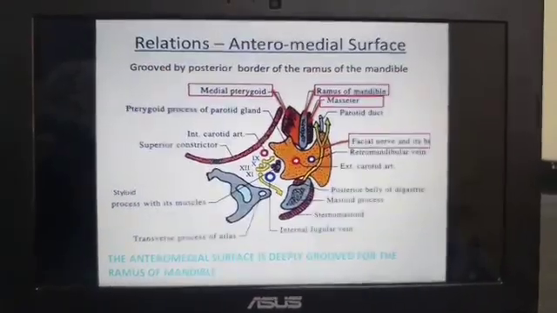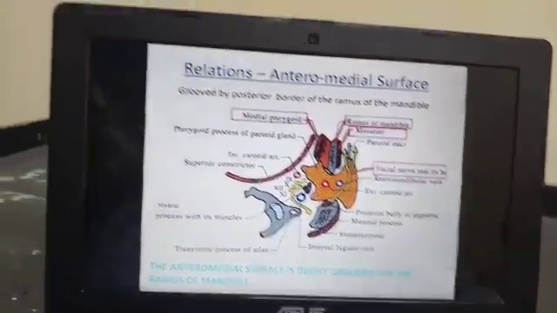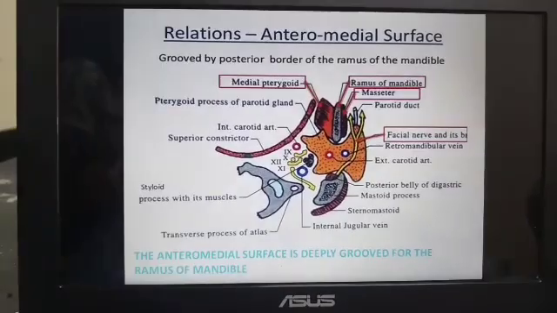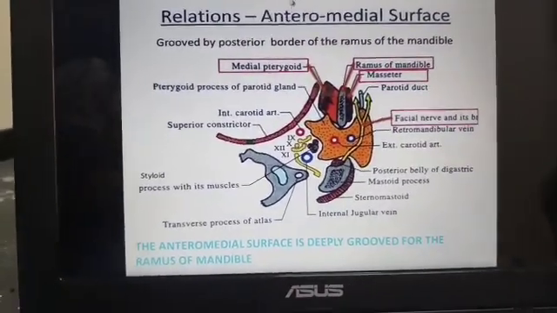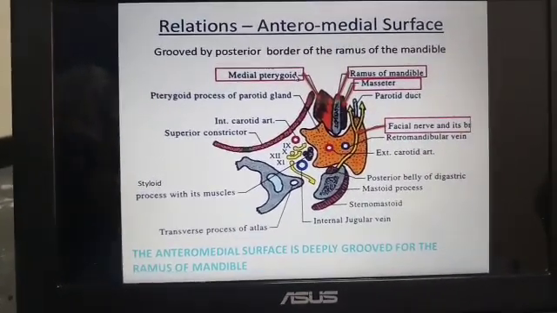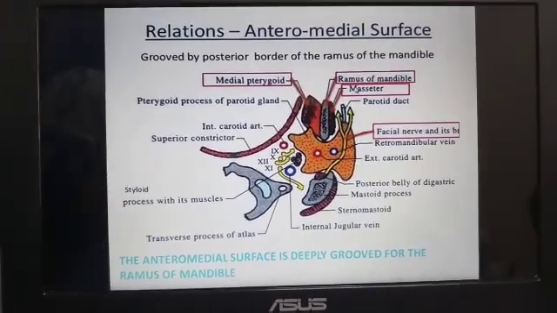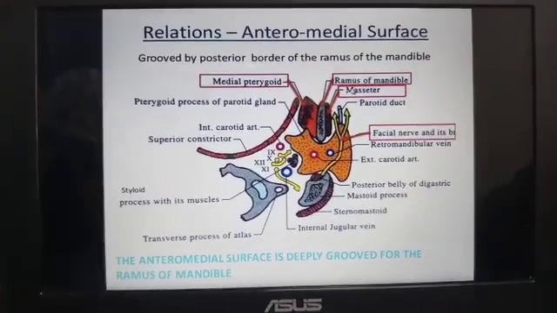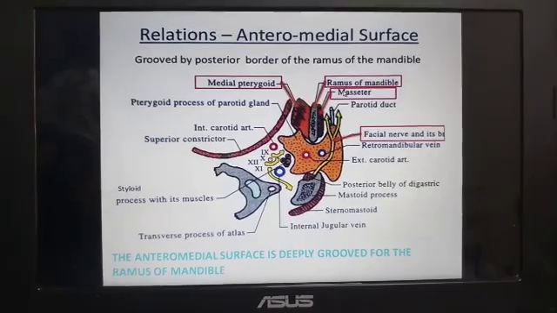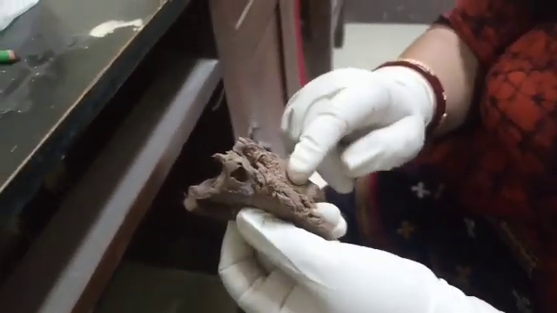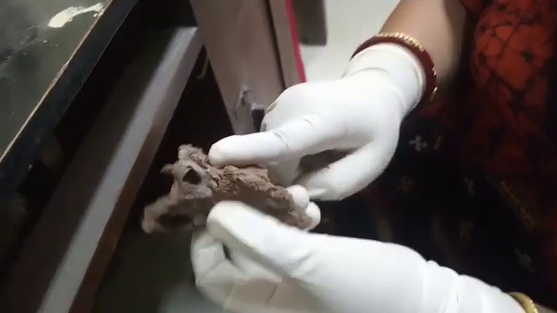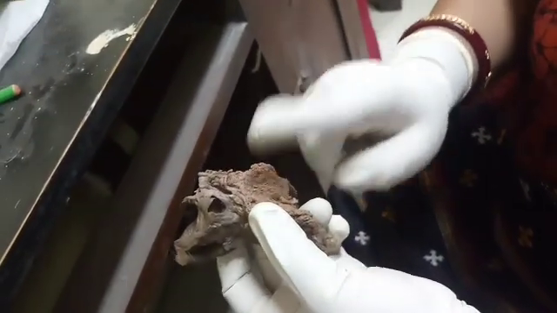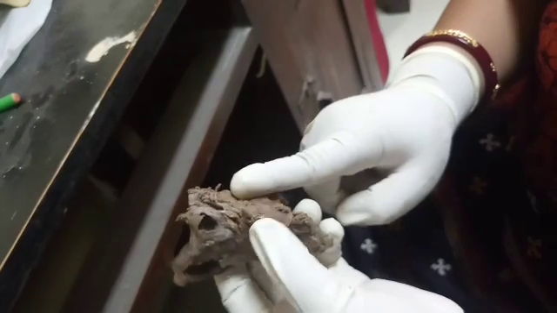So coming to the relations of the gland. In the anteromedial surface, as we have already seen, it is related to the medial pterygoid and the ramus of the mandible. So this one is the anteromedial surface, and in the anteromedial surface there will be the relations of two muscles, the medial pterygoid as also the masseter.